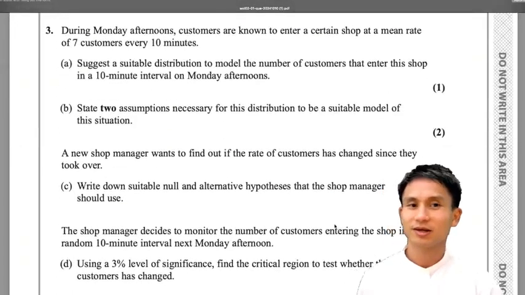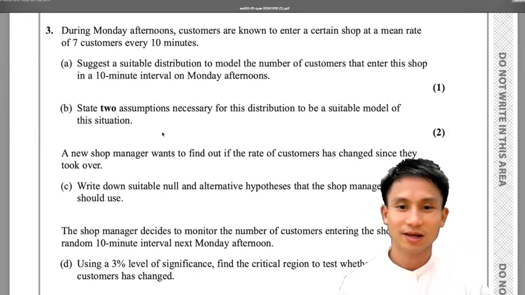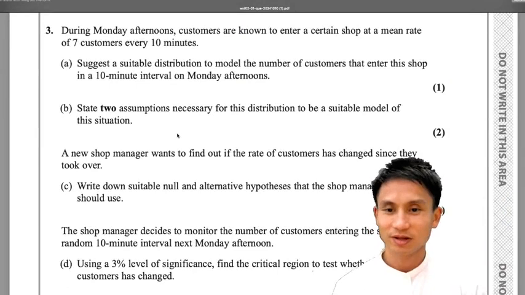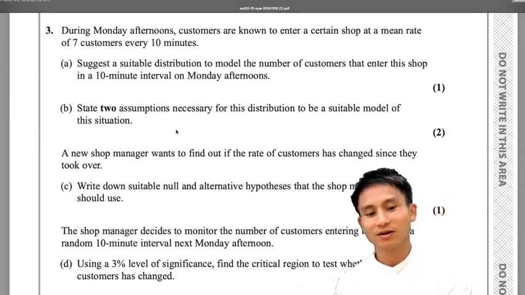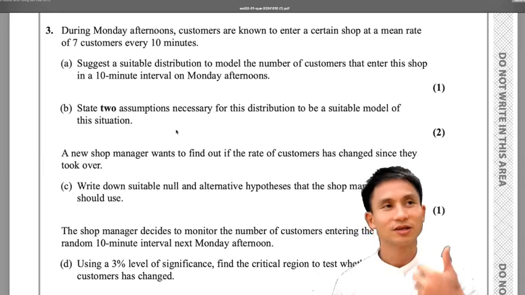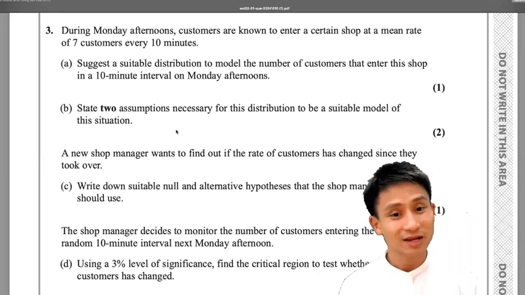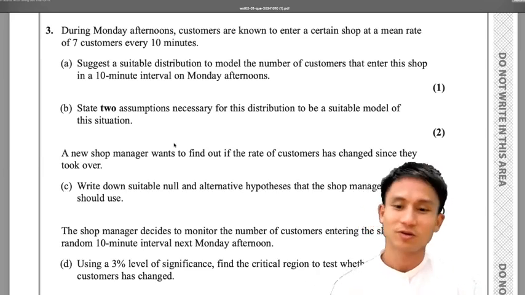This one is fine. It's Poisson, right? And the 2 assumptions, just a heads up for you here, because you can say anything: occur at a constant rate of occurrence, occur singly in space and time, occur randomly, and also independently, right? Those are the keywords there.